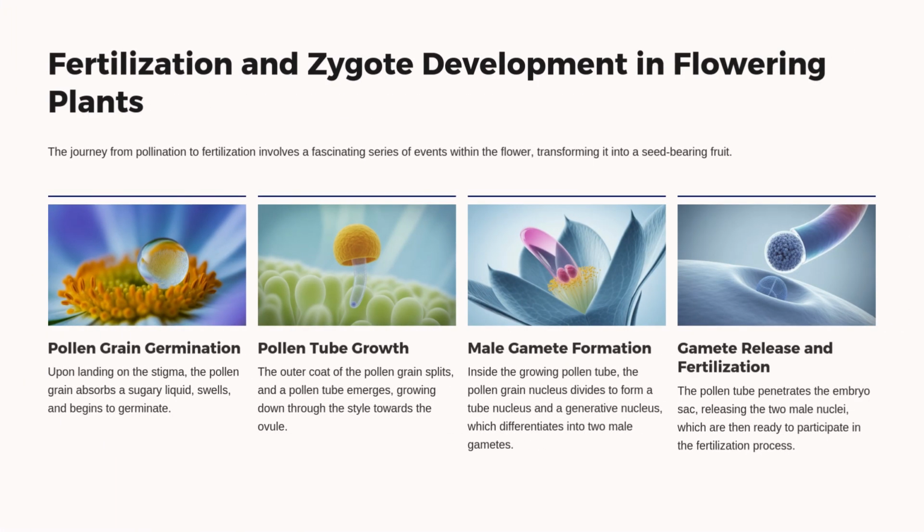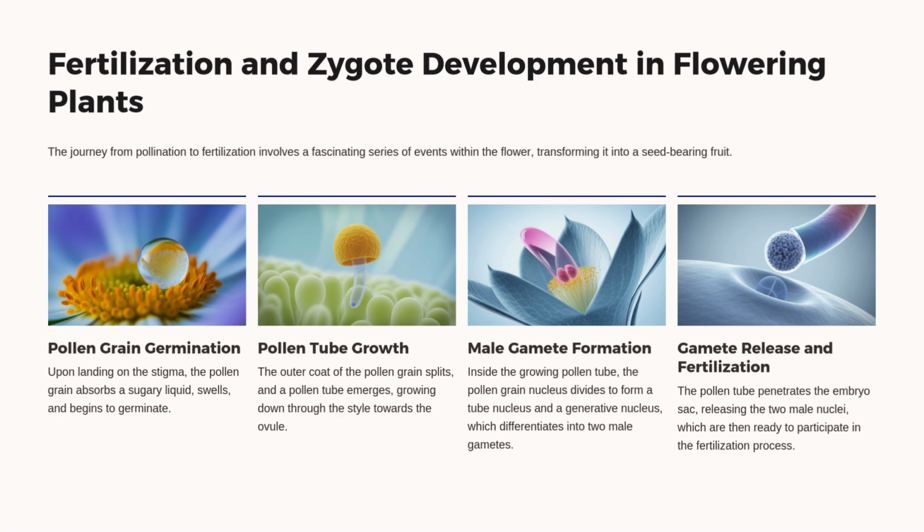Fertilization and zygote development in flowering plants. The journey from pollination to fertilization involves a fascinating series of events within the flower, transforming it into a seed-bearing fruit. Pollen grain germination. Upon landing on the stigma, the pollen grain absorbs a sugary liquid, swells, and begins to germinate. Pollen tube growth. The outer coat of the pollen grain splits, and a pollen tube emerges, growing down through the style towards the ovule.